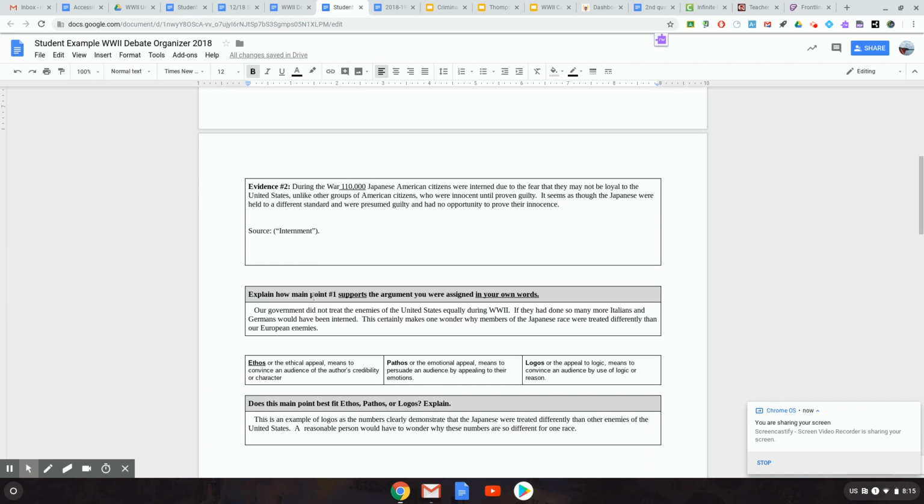After you've found your evidence for your first main point, you're going to explain how that main point supports the argument that you were assigned by your group in your own words. A couple of sentences, kind of wrapping up what that evidence is saying and what that reason is saying and how it ties back to that main argument.